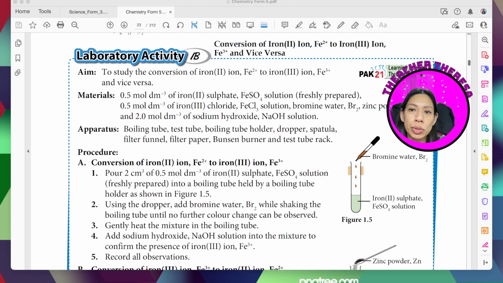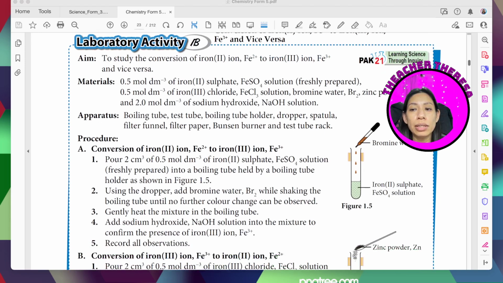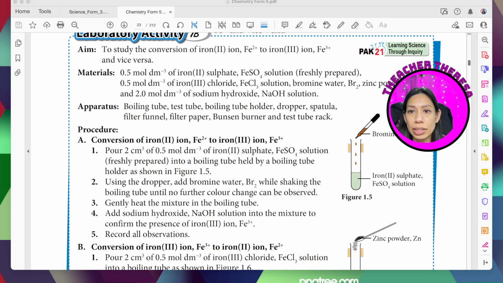So when you use bromine water, the color change will be for bromine itself. The initial color of bromine is brown, so once the reaction takes place, it changes to colorless. Now, what to expect when iron 2 undergoes oxidation to become iron 3 is the green solution becomes brown. So that is one of the indications for the process of oxidation taking place in iron 2.